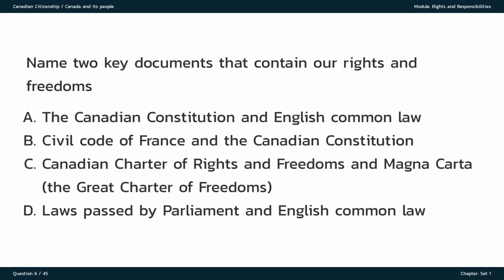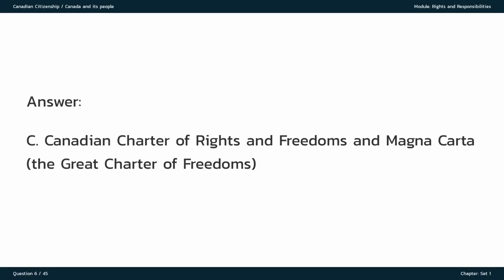Name 2 key documents that contain our rights and freedoms. A. The Canadian Constitution and English Common Law. B. Civil Code of France and the Canadian Constitution. C. Canadian Charter of Rights and Freedoms and Magna Carta, the Great Charter of Freedoms. D. Laws passed by Parliament and English Common Law. The answer is C. Canadian Charter of Rights and Freedoms and Magna Carta, the Great Charter of Freedoms.